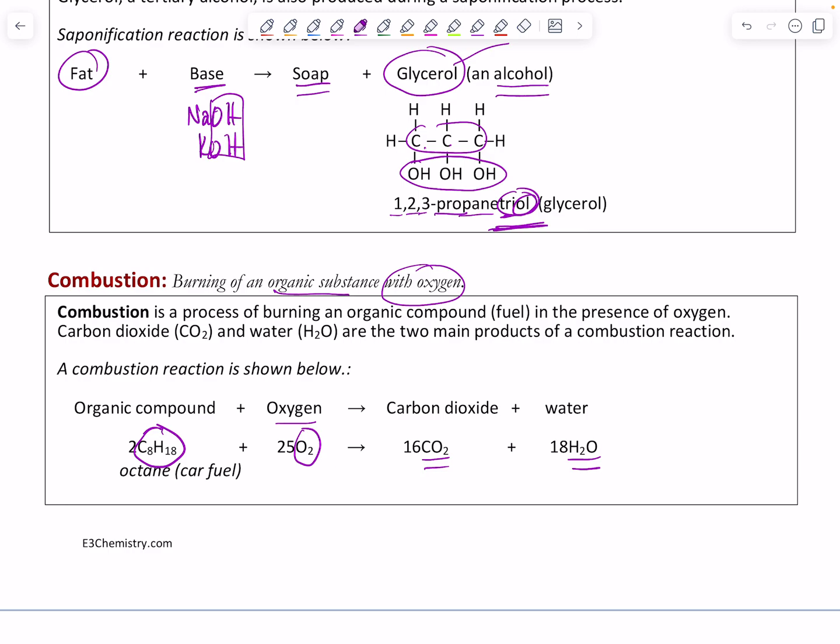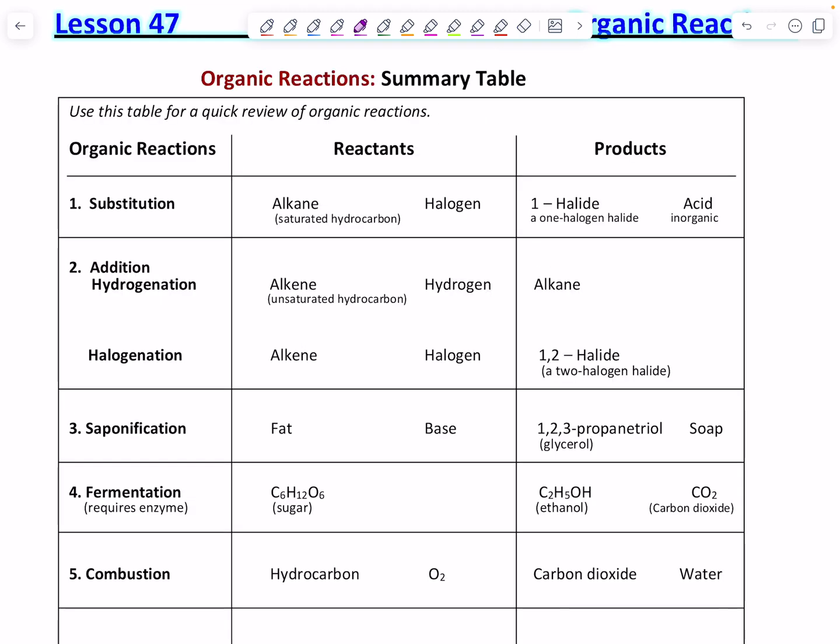So this next page, really, this is a summary table. So when you're doing your practice later on, this is a good thing to use to quickly look for the patterns that we talked about. So like substitution, your reactants are going to be an alkane, all single bond saturated, and a halogen. And then you have two products that are listed here. For addition, we have the two subtypes, hydrogenation and halogenation. They both have alkenes. The difference is obviously hydrogenation, you're reacting with hydrogen. Halogenation, you're reacting with a halogen.